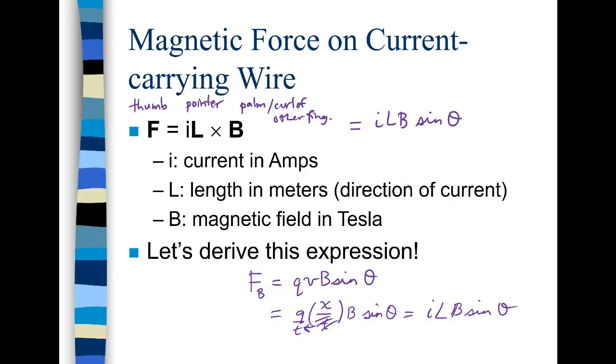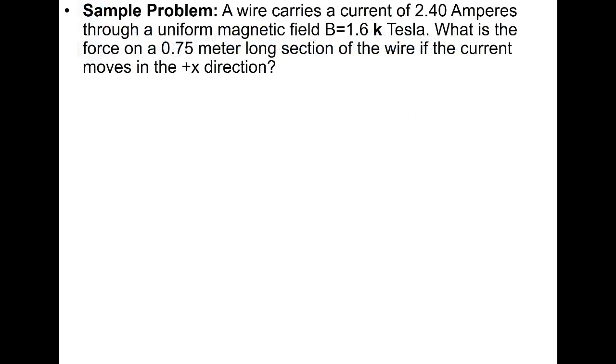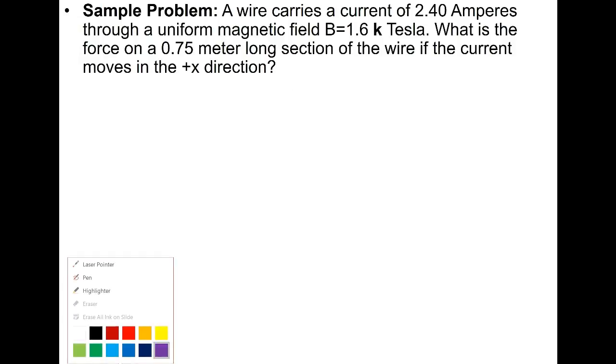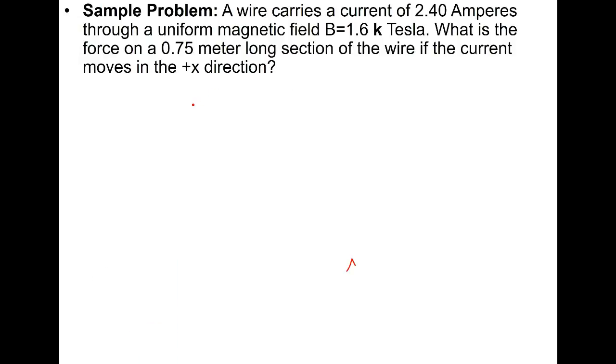Okay, so let's see an example of this. So now we have a wire that carries a current of 2.4 amps through a uniform magnetic field of 1.6 Tesla. And we're going to assume that the current is moving in the plus x direction. So we're going to have y this way, x this way, and then into and out of the page is going to be the z direction. So z is actually coming out.